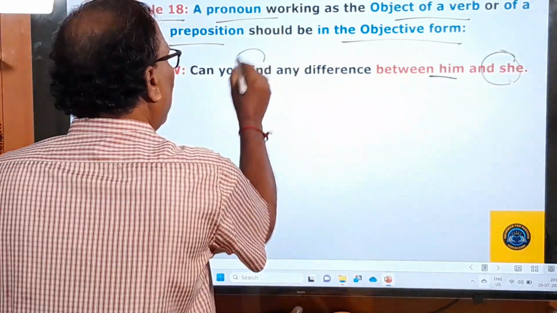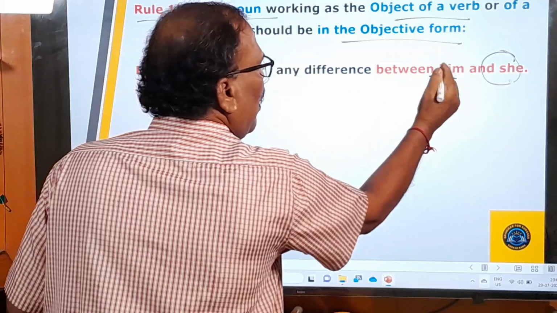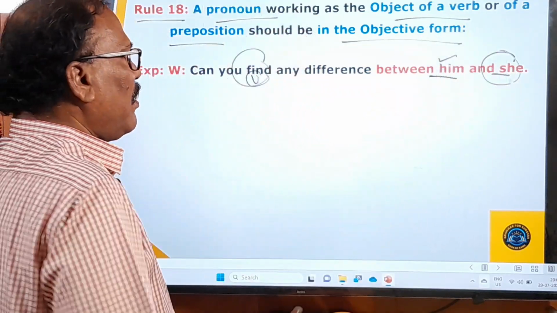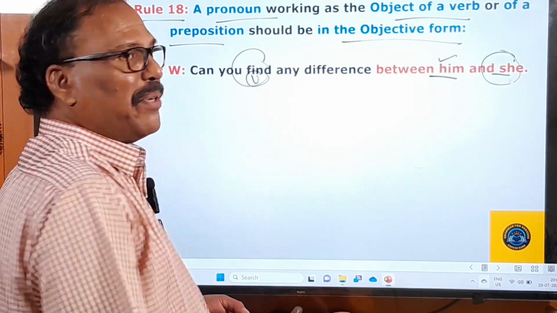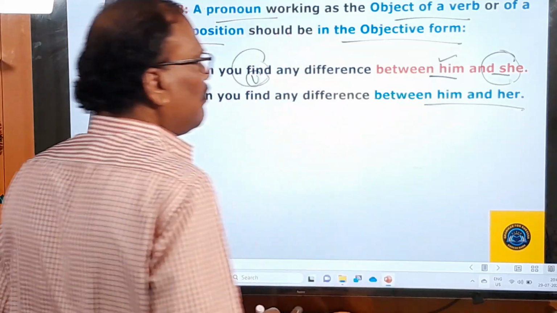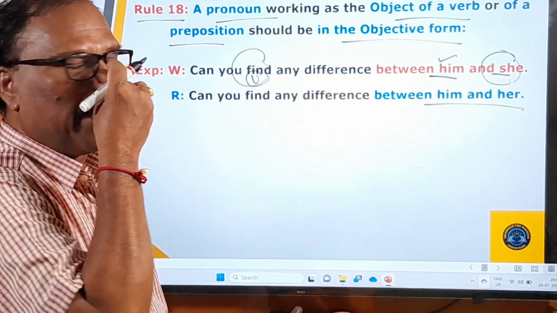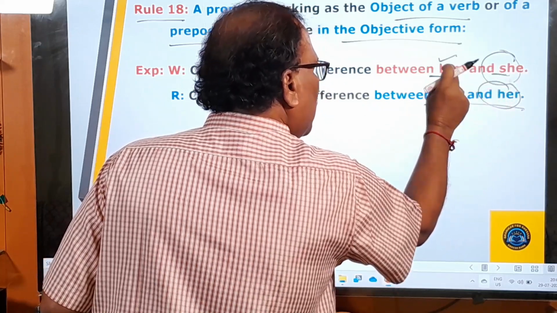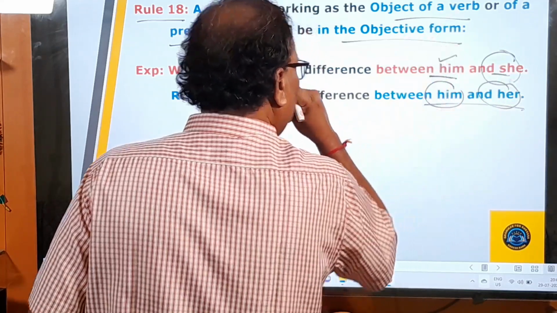Between, after this verb you are using him, objective case, but she, subjective case. Don't say, can you find any difference between him and she? No. Him and her. Between him and her. So you have to use only the objective case, not the subjective. One is given rightly, one is given wrongly.